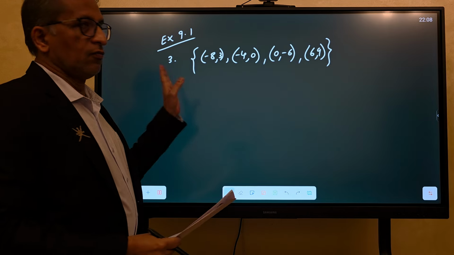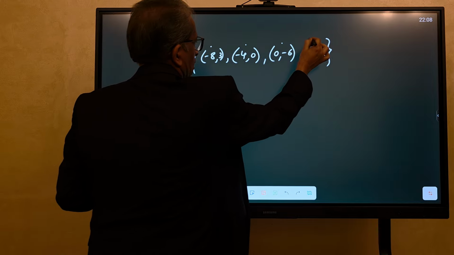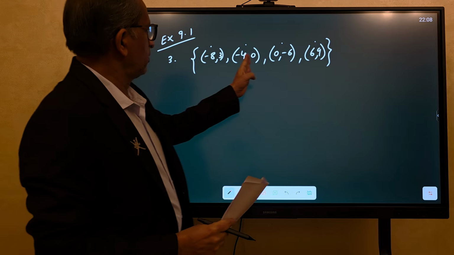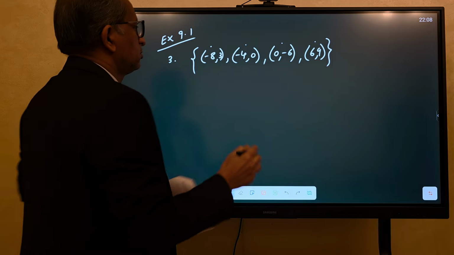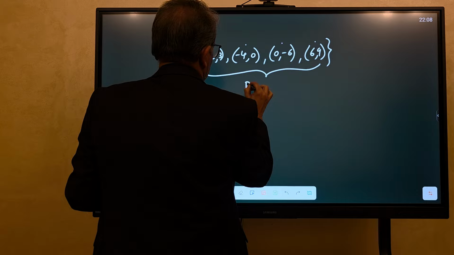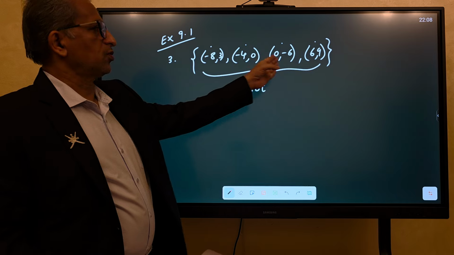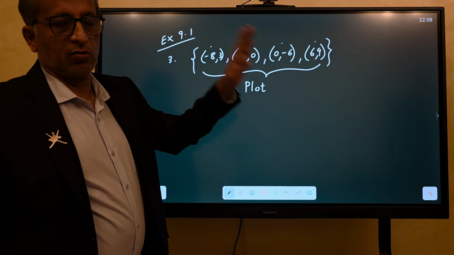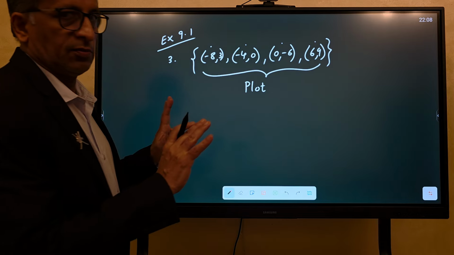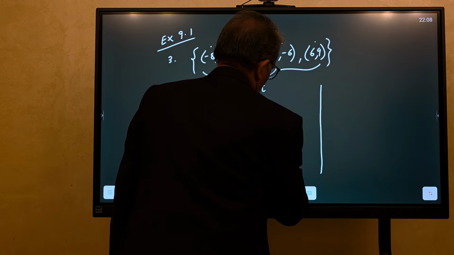So you are given 4 points here: 1, 2, 3, 4. Look at it. One ordered pair is 1 point. So you are given 4 points. What's your question? These 4 points you have to plot. Plot means show the location of these 4 points on the rectangular coordinate system. So what do we have to do first? Draw the coordinate system.